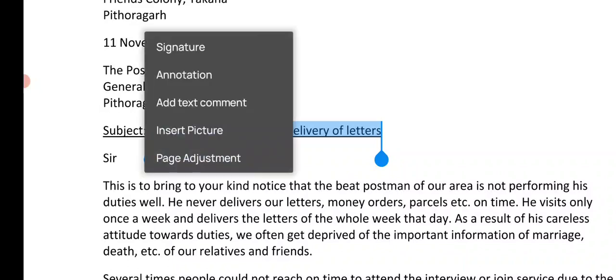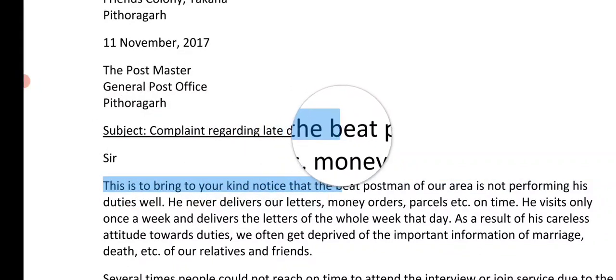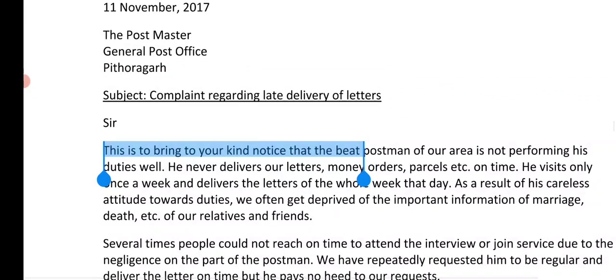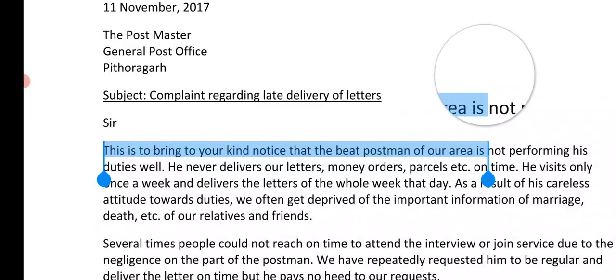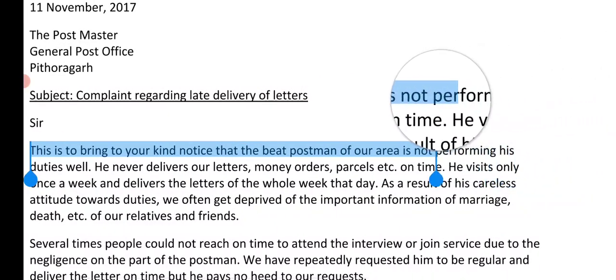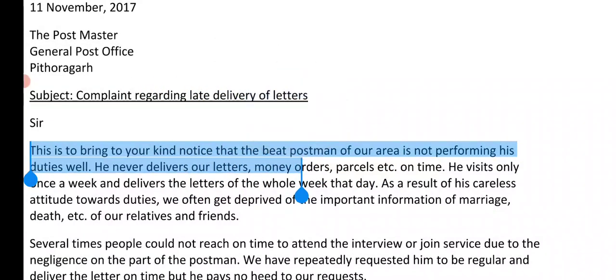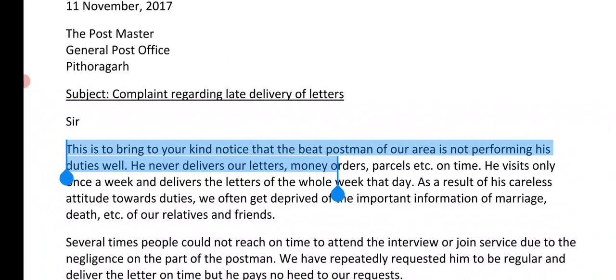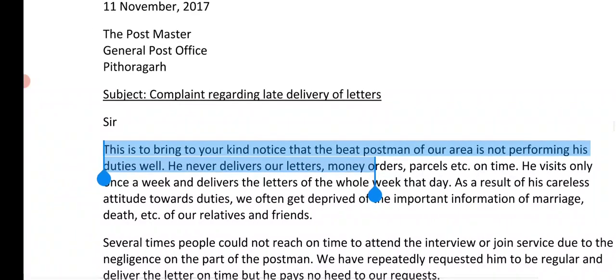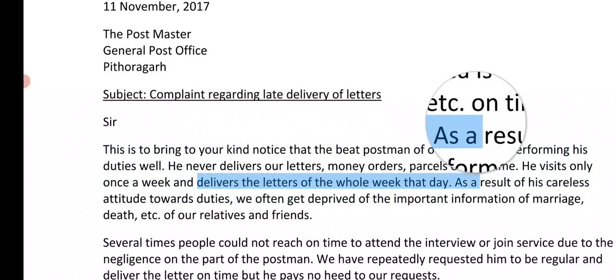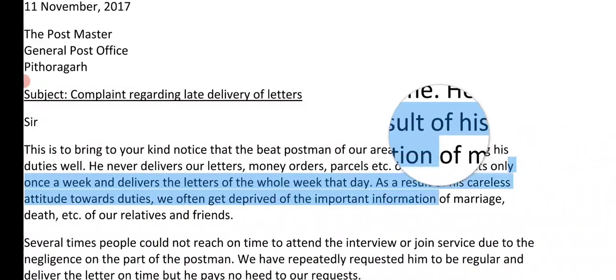Then Sir, and yes, you can start the letter of complaint this way. This is to bring to your kind notice, or I'm writing this letter to draw the kind attention of, right? I would like to draw the attention of, and this is in reference to the above mentioned subject. That's how you can start. So let's see the first one. This is to bring to your kind notice that the beat postman of our area is not performing his duties well. He never delivers our letters, money orders, parcels on time. He visits only once a week, delivers the letters of the whole week that day, as a result of his careless attitude towards duty.